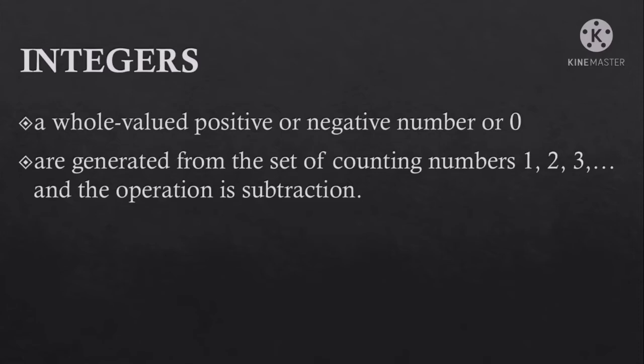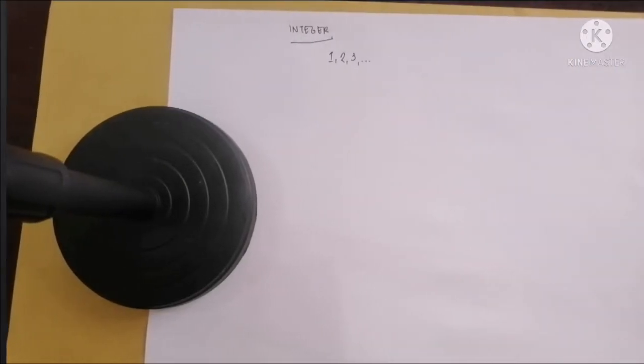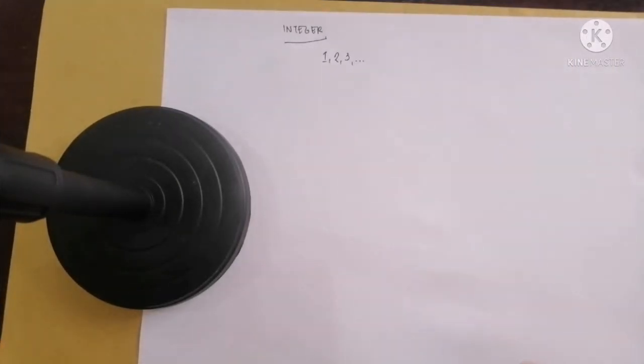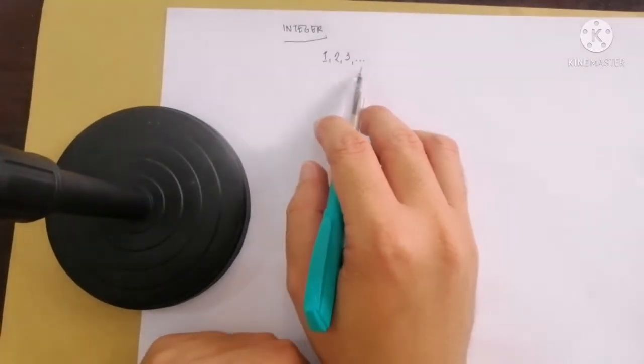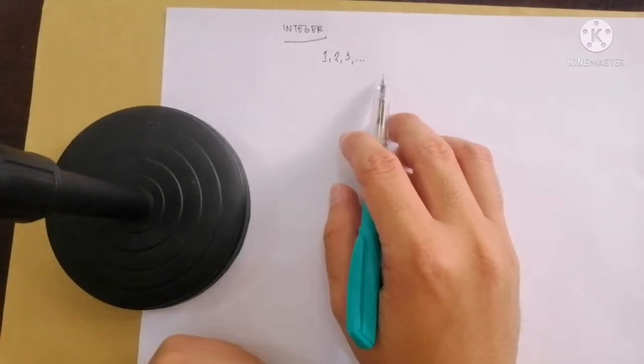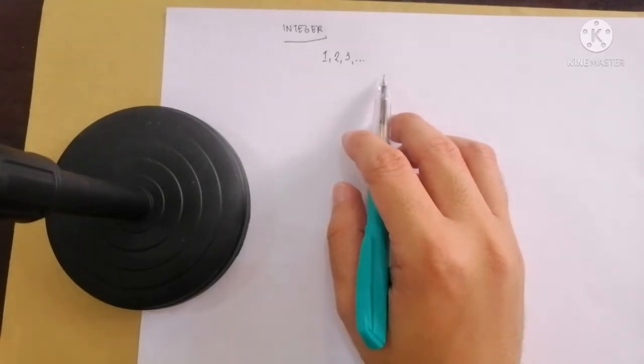Integers are whole-valued positive or negative numbers, or zero itself. And these are generated from the set of counting numbers 1, 2, 3, and so on, and the operation is subtraction. As mentioned earlier, an integer is a whole-valued positive or negative number, or zero. The integers are generated from the set of counting numbers, and the operation is subtraction.